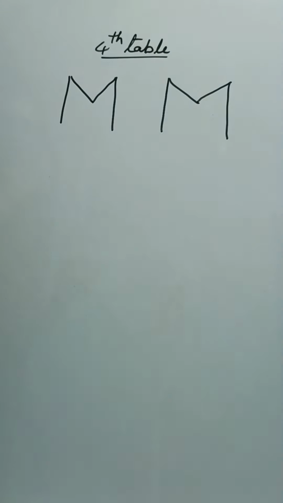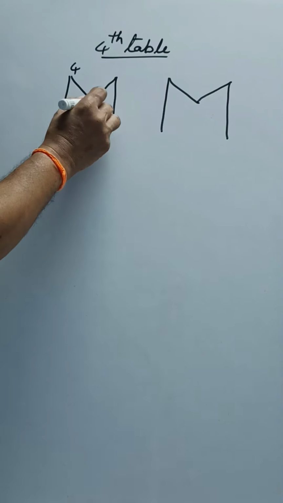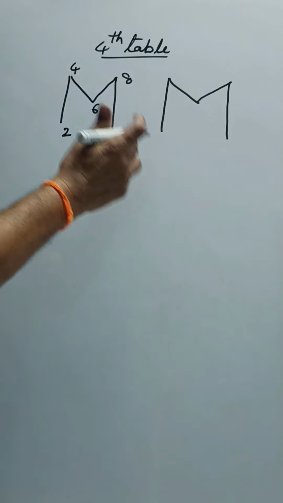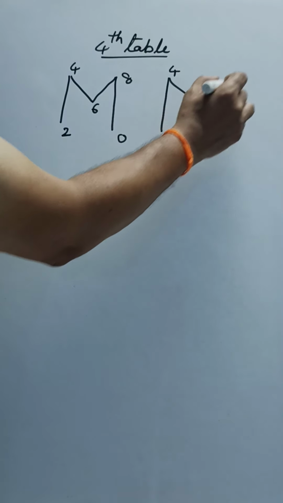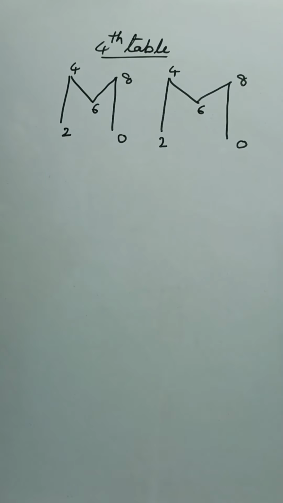Starting from the lower portion, I am going to fill this one with 2, 4, 6, 8 and 0. The same numbers for the second m also: 2, 4, 6, 8 and 0. My ones places are over.